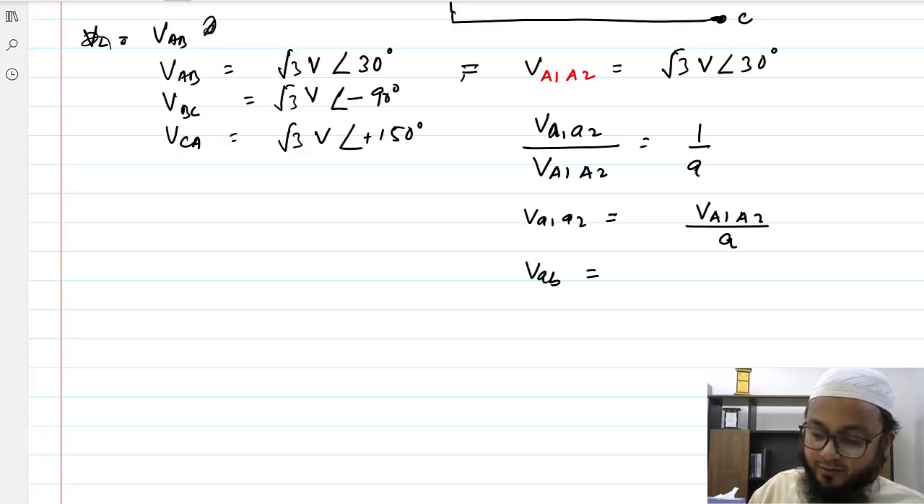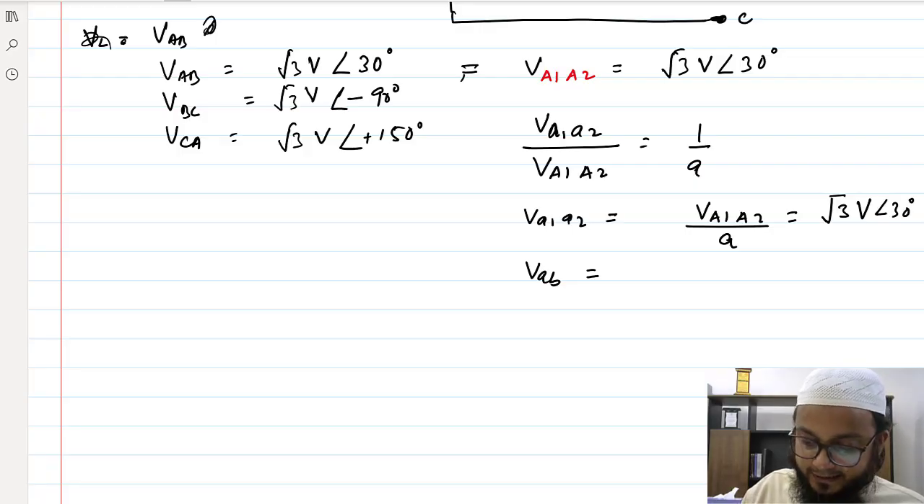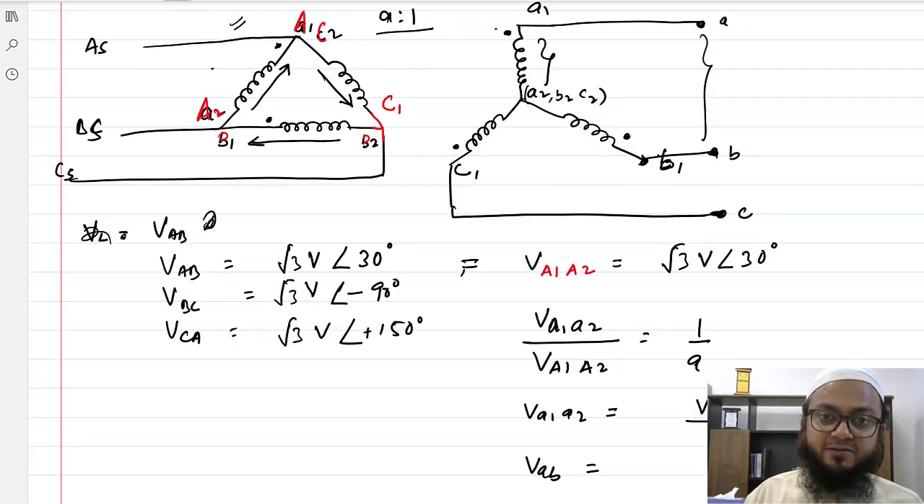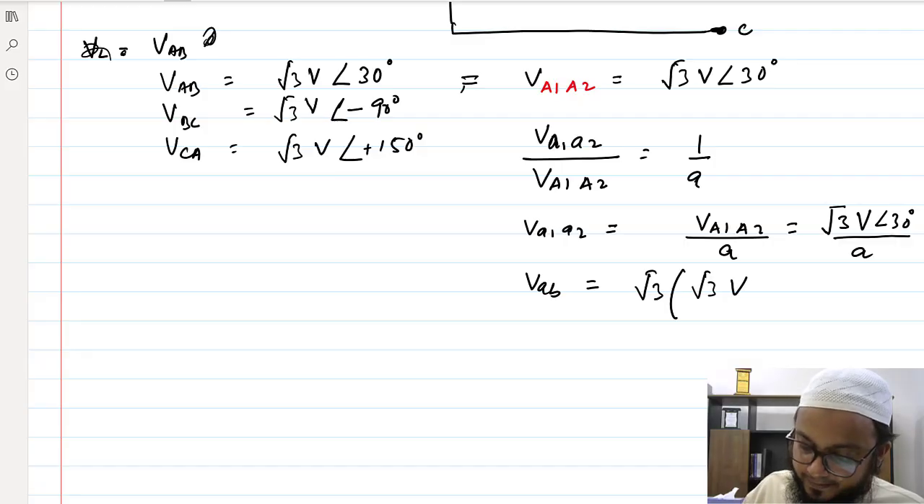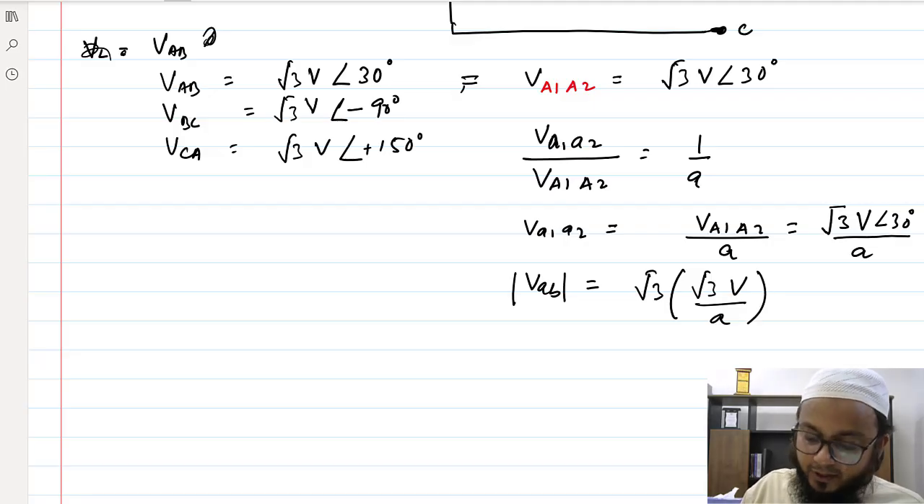So what would be the line voltage here, Vab? This is √3V at an angle of 30 degrees, upon a. So Vab here would be, obviously, the line voltage is √3 times the phase voltage here. So √3 of √3V upon a, that is the magnitude.